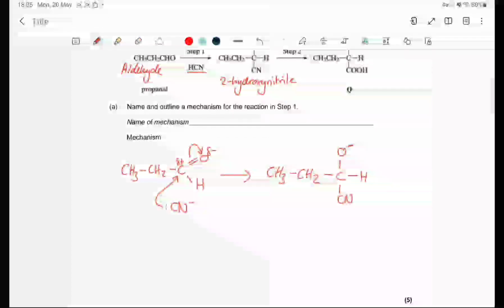Now, it is worth noting at this point what has happened to the charge. We started off with a neutral substance and a minus charge, and we've ended up where they've combined together. But notice how the overall charge started off as -1, and it's ended as -1 as well. So note, we always have a consistency in the charge as you go through your mechanisms.